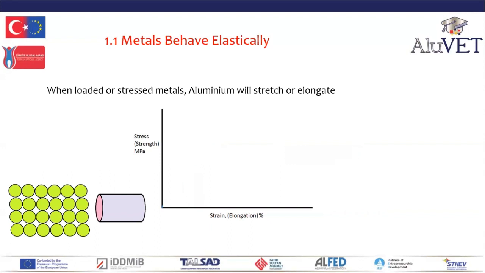When loaded or stressed, metals, aluminium will stretch or elongate. We need to look at the effect on an atomic scale and in terms of the planes of atoms. So when we stress a metal, we have an effect on the planes of atoms. So when we stress aluminium, it will stretch or elongate.